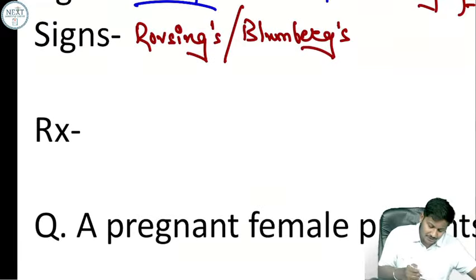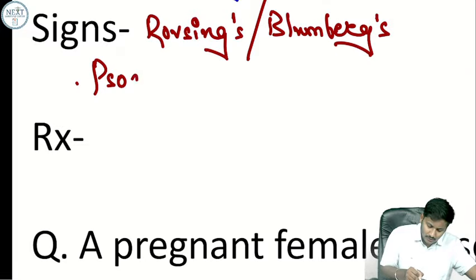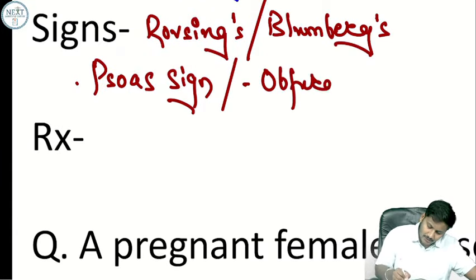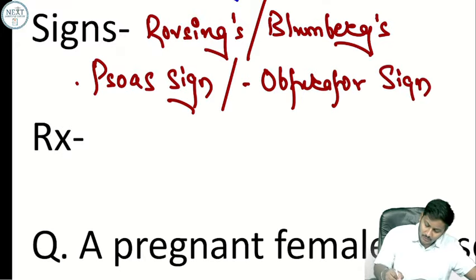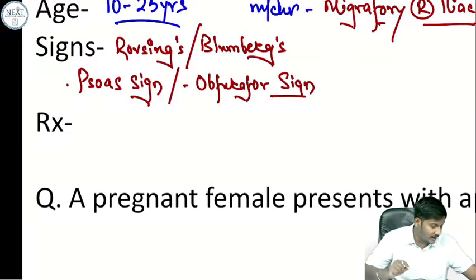Apart from that, there are two more signs. One important: whenever the appendicitis is retrocecal in position, then what happens? Whenever you extend the right leg or the right hip of the patient, the patient has a lot of pain, and that is classically called the psoas sign. Psoas sign is positive whenever the location of the appendix is retrocecal, whereas whenever the location of the appendix is pelvic, there is the obturator sign. What is the obturator sign? Whenever you internally rotate the right hip, that causes pain. That is what is important to be remembered. That is known as the obturator sign.